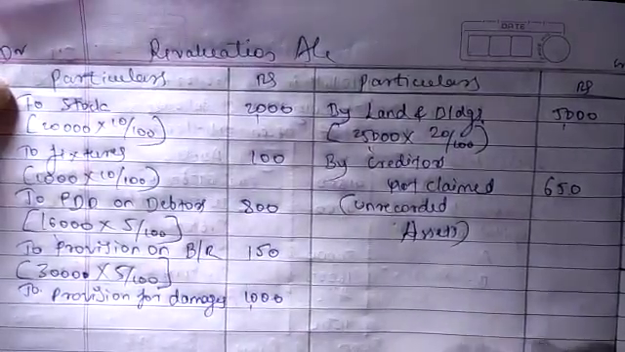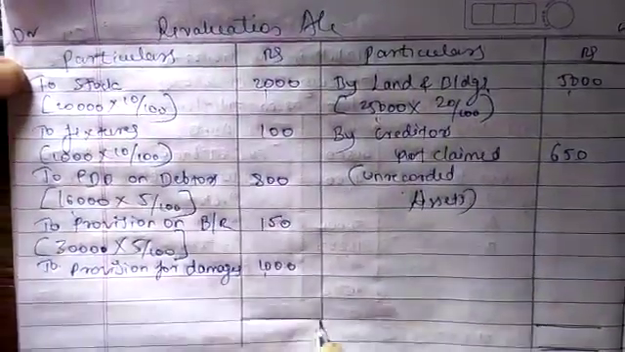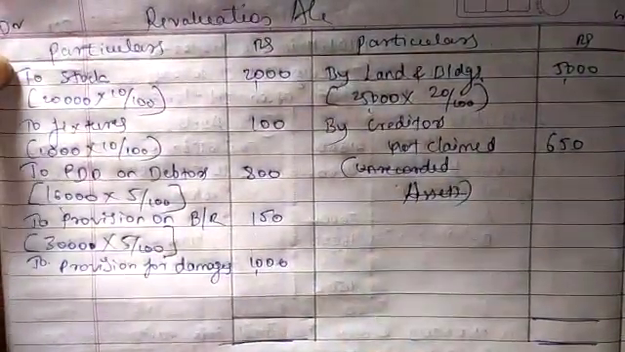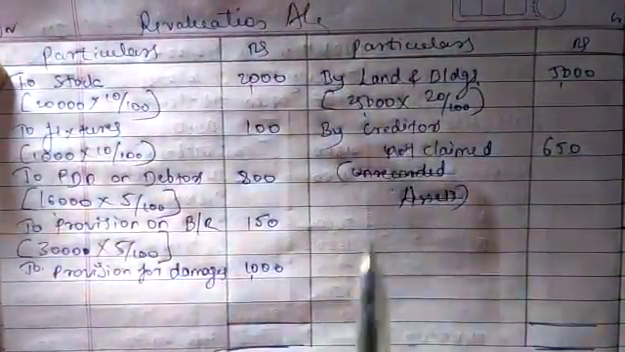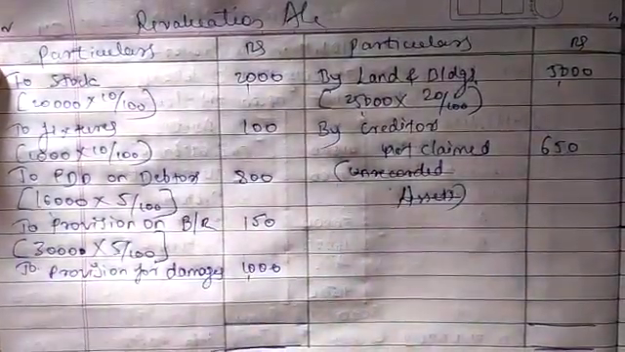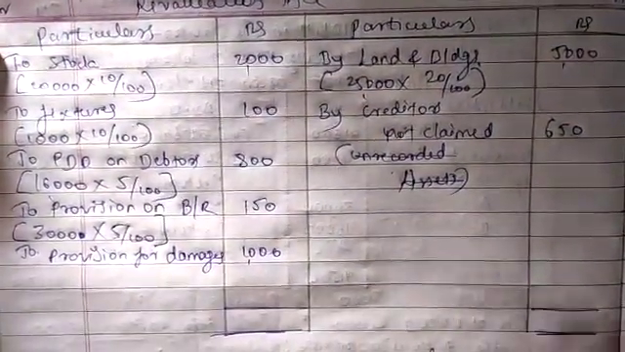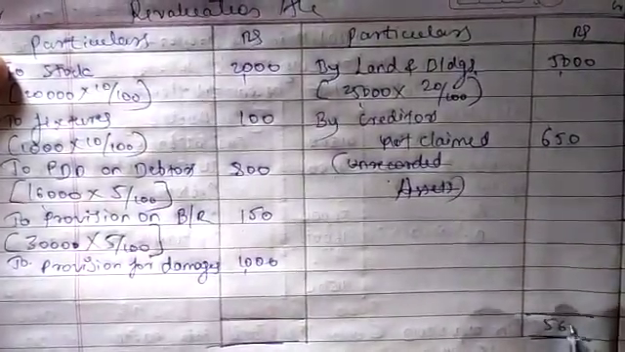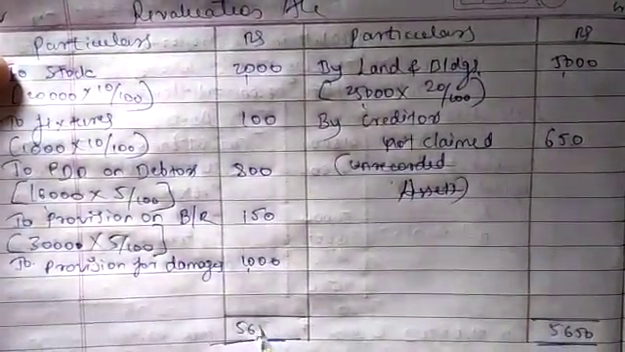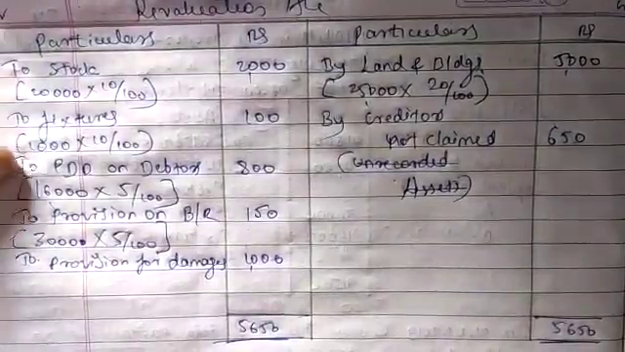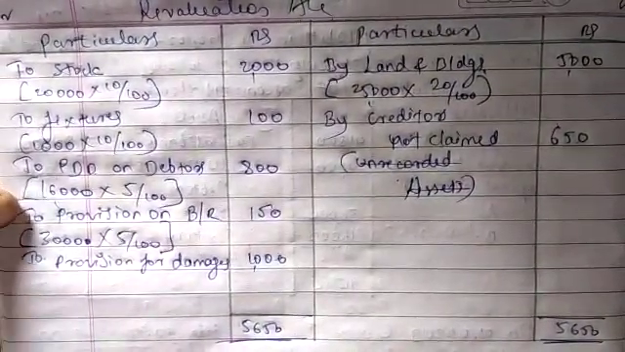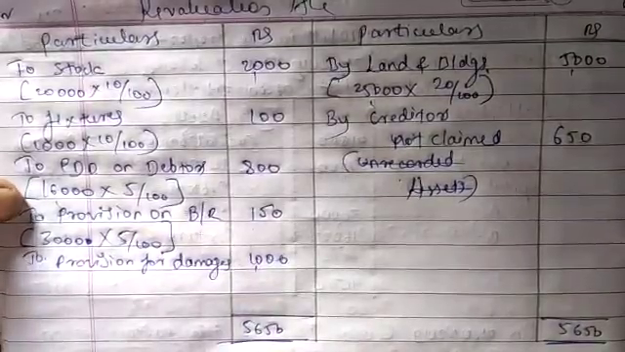So make it total. Which side is more? Creditors not claimed here. So 5,650, here also 5,650. Total amount becomes, difference amount becomes here 1,600.